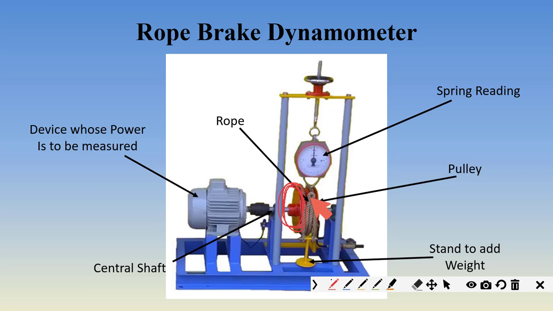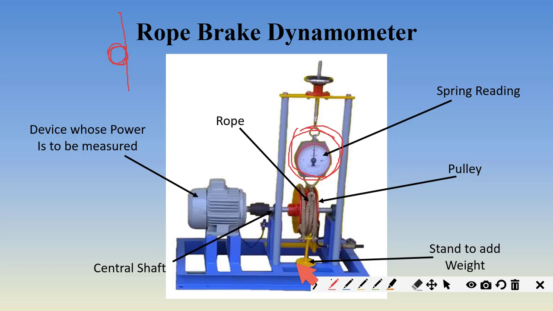On this pulley, we put rotations of a thread, or rather rotations of a rope. You can see this rope over here. There are several rotations of this rope. The rope will have two ends. This is the first. Then there are rotations on the pulley and the rope will come down. The upward end of the rope is connected to this spring reading. This is your spring meter which is used to measure the load, the spring balance.